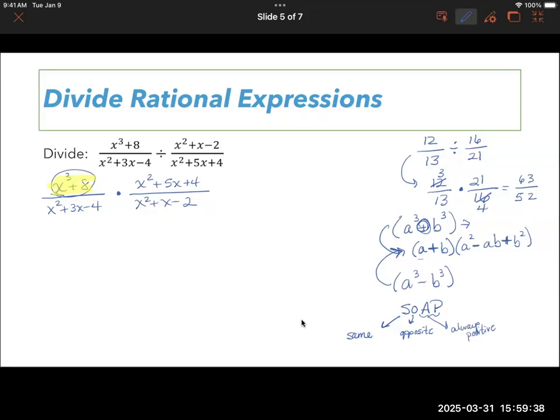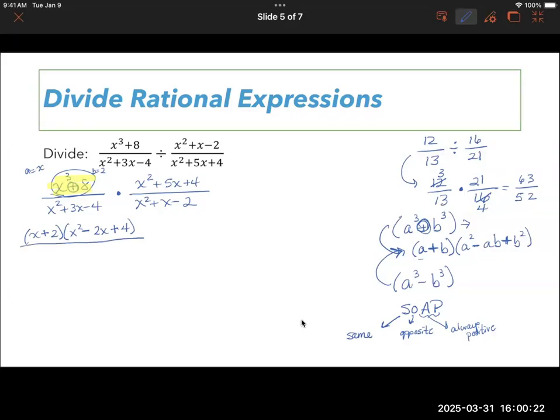So our x cubed plus 8 means that our A that was getting cubed is x, and our B that was getting cubed was 2. So we'll have x and 2 in the first parentheses. We'll have x squared, 2x, and 2 squared, which will be 4 in the second parentheses. Since this is addition, we go same, opposite, always positive. And that is the factored form of x cubed plus 8.